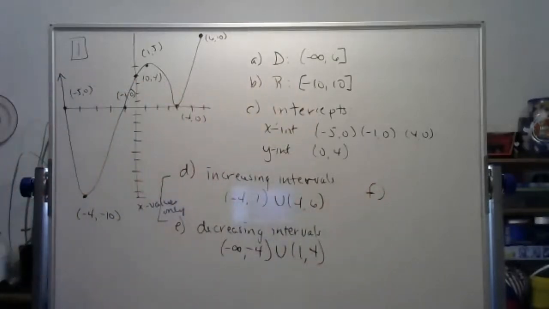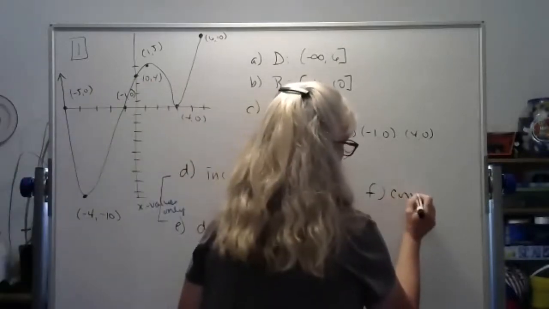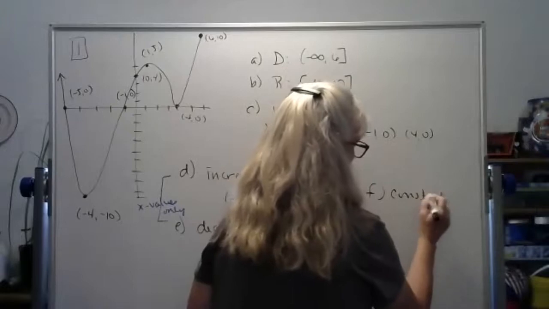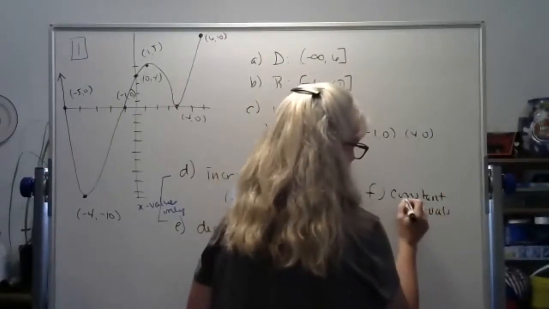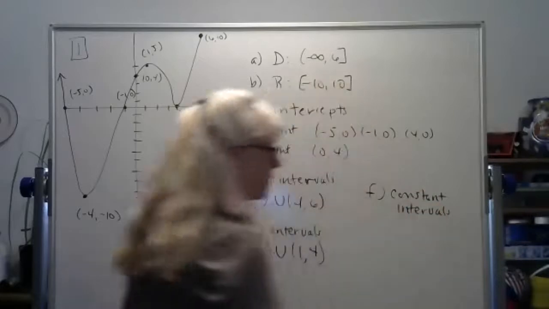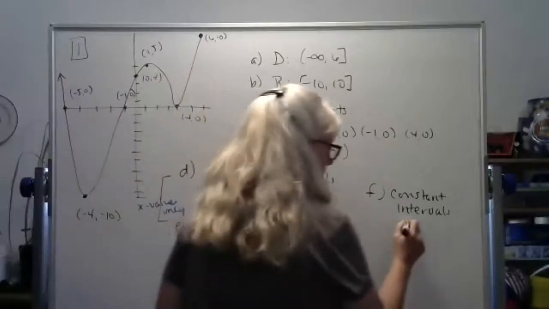Part F for this picture is asking us for where it's constant. So it's asking for the constant intervals. Well, for our picture, it's never constant. We don't have any flat lines anywhere on this one. So we're just going to say none.